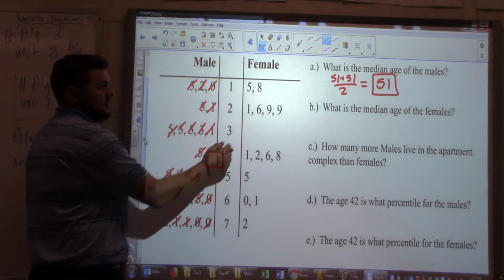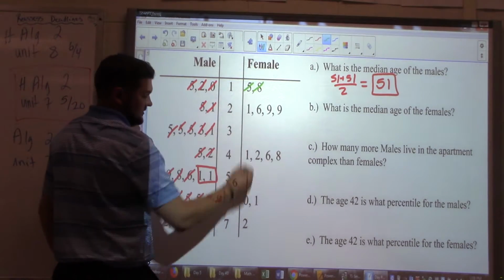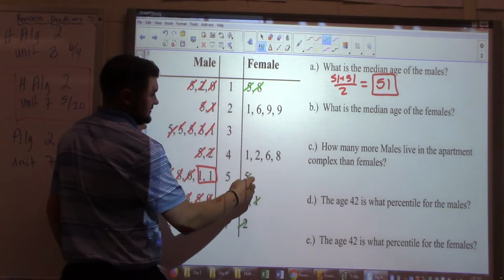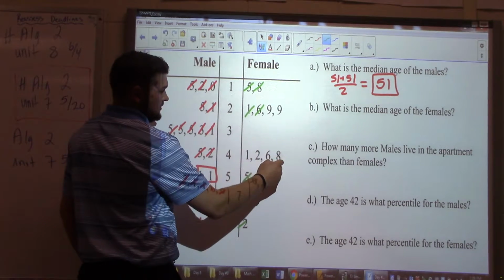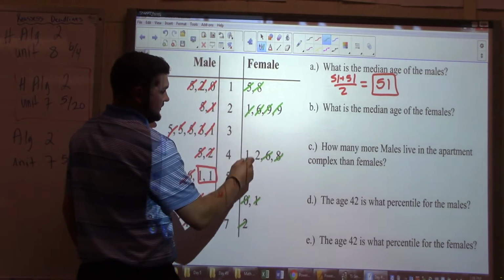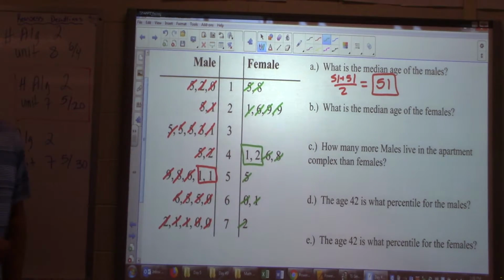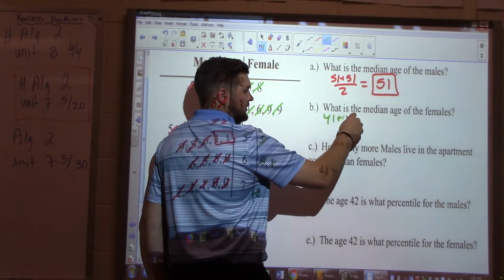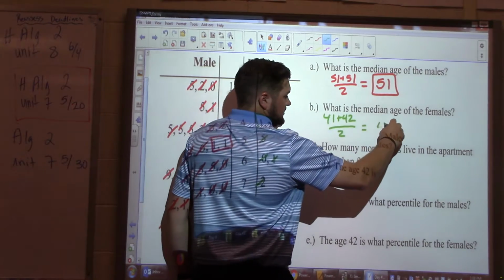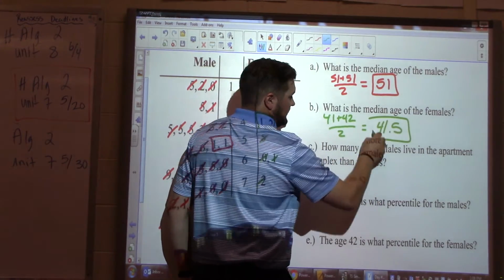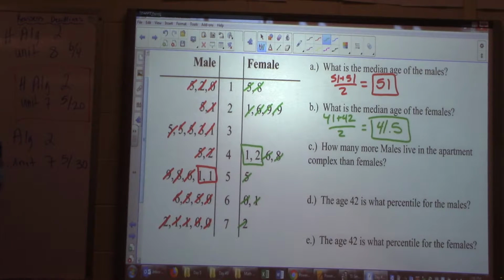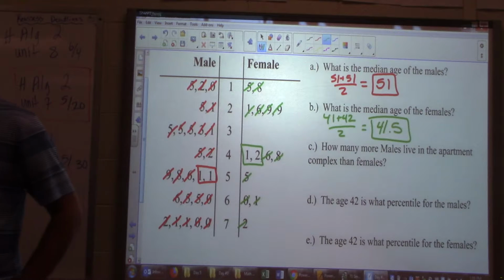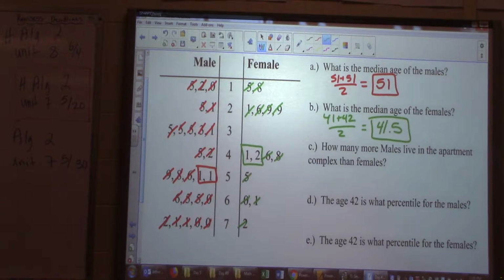I'm going to do the same thing for the females, that's part B. For females, my median is between 41 and 42. So 41 plus 42 divided by 2 should give me 41.5. If you do it in your calculator, you should get the same exact thing that we got. Perfectly fine if you want to do it that way. Just make sure you type it in correctly. Please double check you typed them all in your list correctly. Otherwise you can get the answer wrong.